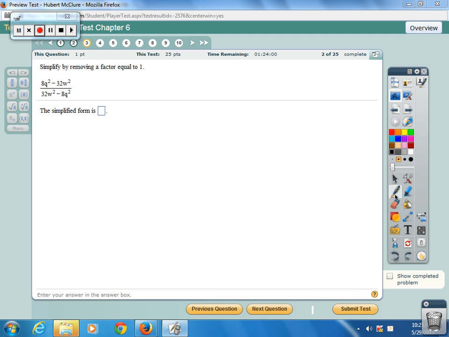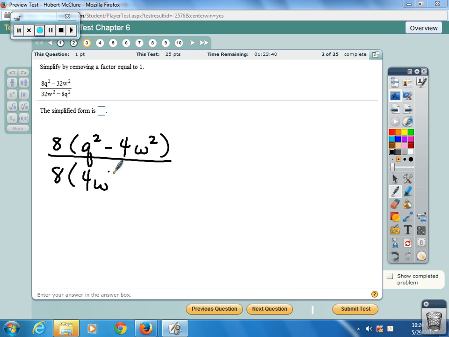What movie is that? All right, what's in common here? Really cute. Anyway, what's in common? 8. That leaves you Q squared minus 4W squared over... I'm going to take out an 8 here, and that'll give me 4W squared. Don't you have to take out a negative? No. Don't think so. No, keep going. Can I be in charge for a while? No.